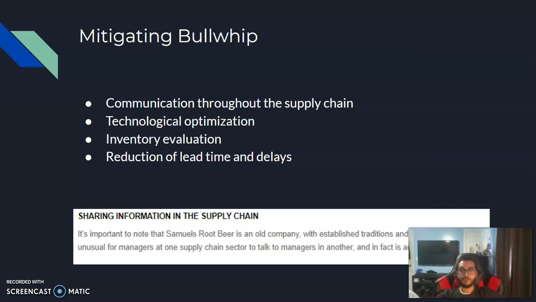So, how to mitigate bullwhip? There are many ways to mitigate the bullwhip effect, and doing them in a combination with one another will help a company better mitigate rather than only implementing one of these methods. It is also important to note that it's almost impossible to completely eliminate bullwhip, but it's possible to reduce the effects and mitigate it. The cheapest and easiest way to mitigate bullwhip is just to communicate throughout the supply chain.